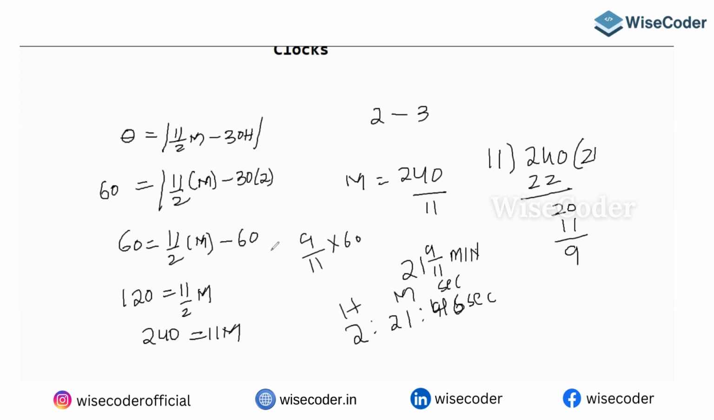Okay, so the answer you can say: at 21 9 by 11 minutes past 2 o'clock, it will make an angle of 60 degrees. So the answer for this question is what? 21 9 by 11 minutes. Chalo, next.